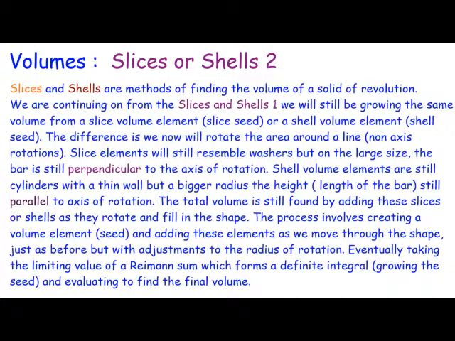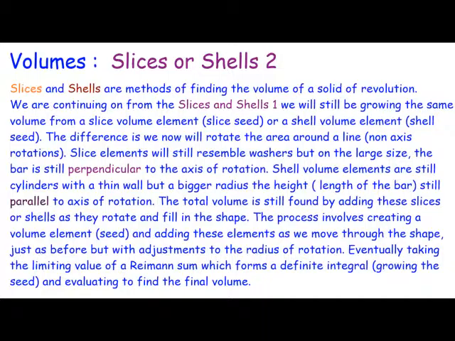rotating an area, the same as before. The area trapped between the square root of x and y equals x cubed between 0 and 1, but we're not going to rotate it around an x or y axis. We're going to be rotating it around lines. Basically, x equals 2 and y equals 2. And I'll show you what this looks like in a minute.